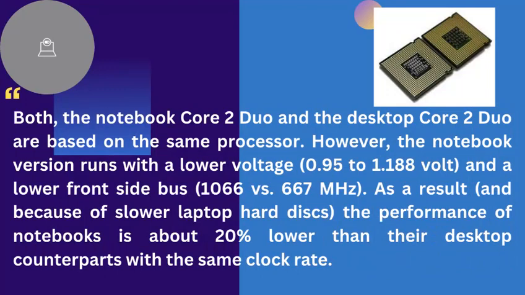Both the Notebook Core 2 Duo and the Desktop Core 2 Duo are based on the same processor. However, the notebook version runs with a lower voltage and a lower front side bus. The voltage is 0.95 to 1.188 volt and the front side bus will be around 166 versus 667 megahertz. As a result of which, the performance of the notebooks is about 20% lower than their desktop counterparts with the same clock rate.